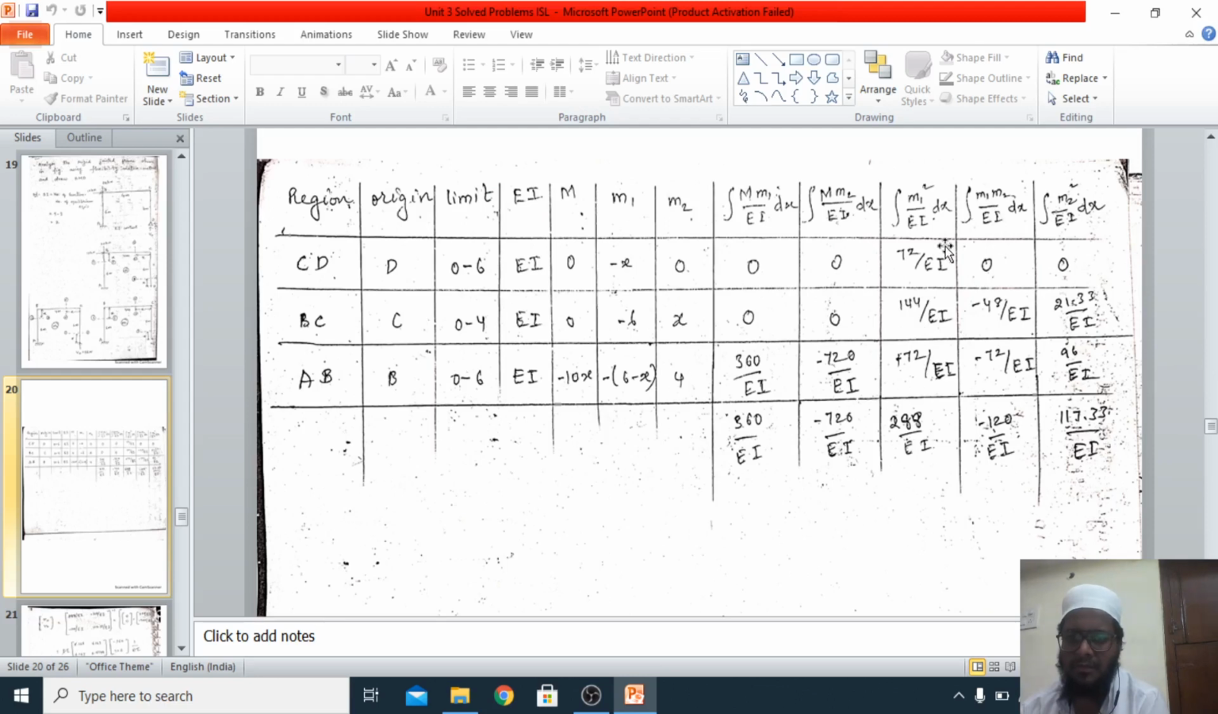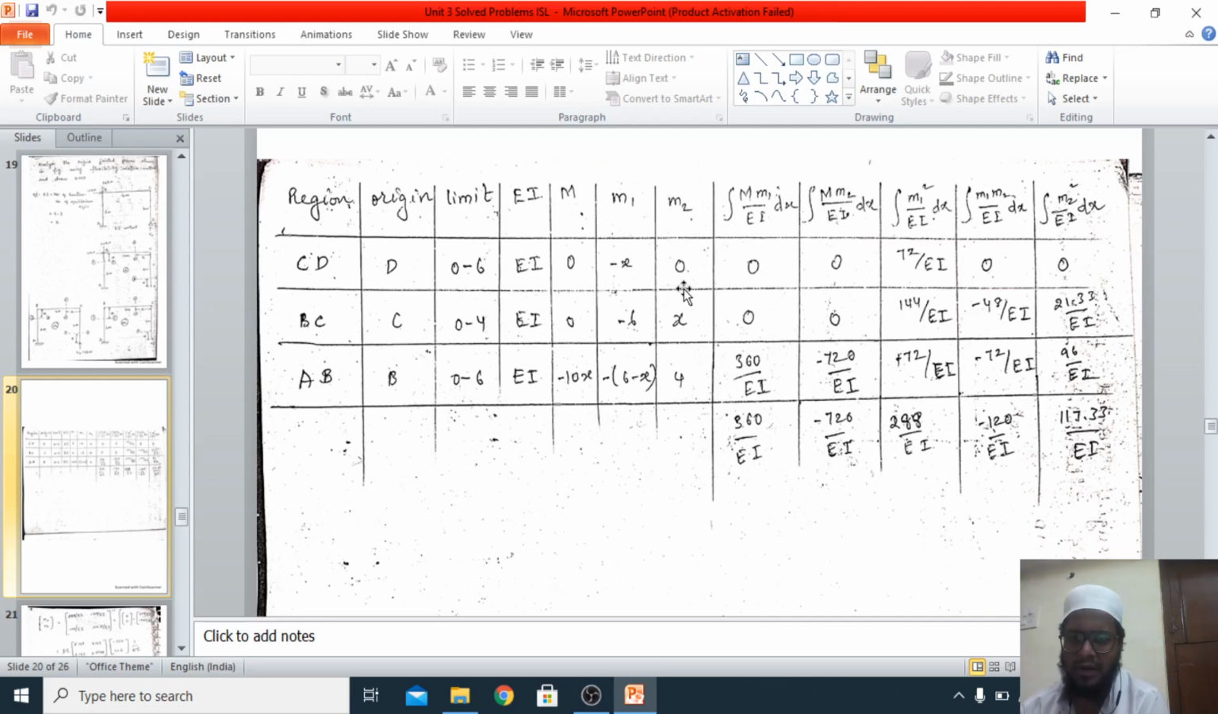In the next one, m1 m2, multiply this one, you will get 0. Then again we have m1 m2, that is minus 6x, limit 0 to 4, EI is constant all the way, so you will get minus 48 by EI. Similarly, for the next part, that is minus of 6 minus 6 into 4, just integrate it by providing the limits 0 to 6, you will get the value as minus 72 by EI.